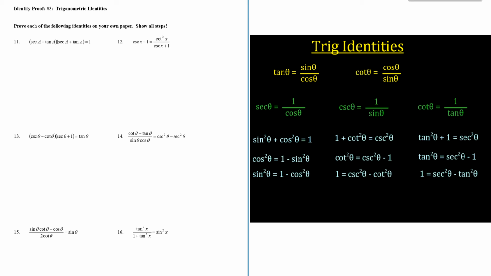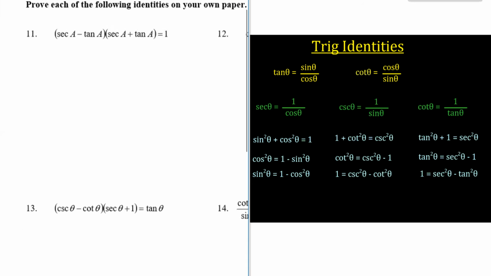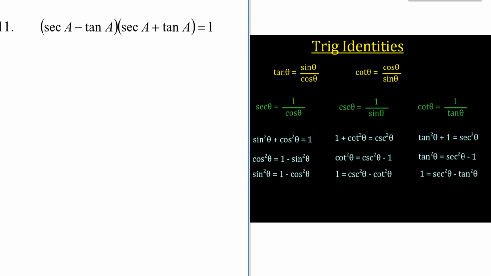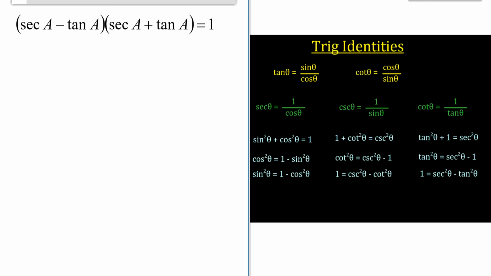Once again, if you haven't paused it, written them down, and tried them on your own, you probably should do that first, and then watch this and see if you got them. So, with number 11, let's zoom in on that one. We've got (secant A minus tangent A) times (secant A plus tangent A) equals 1. One thing I said in a previous video on these trig identities is you can work with either side of the equal sign and try to make it into the other side. It's hard to start with 1 and get that stuff on the left, so we're going to turn the left side into 1.